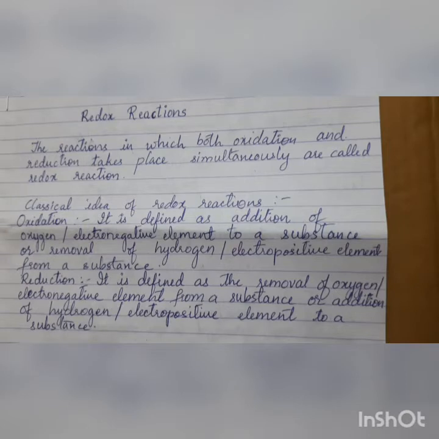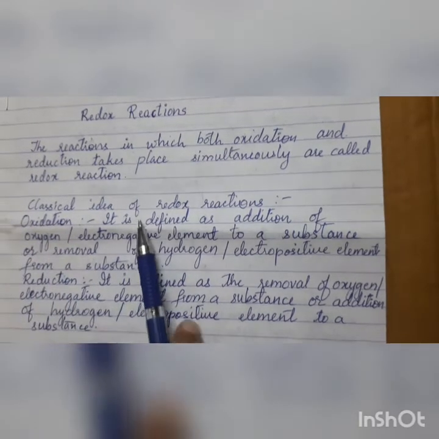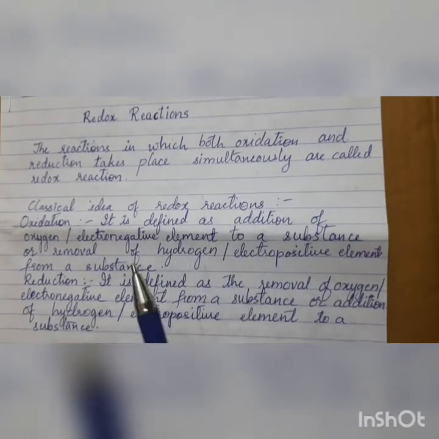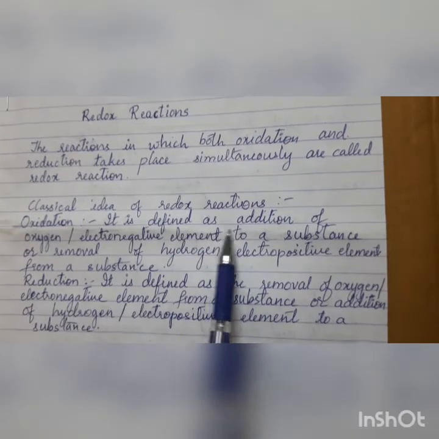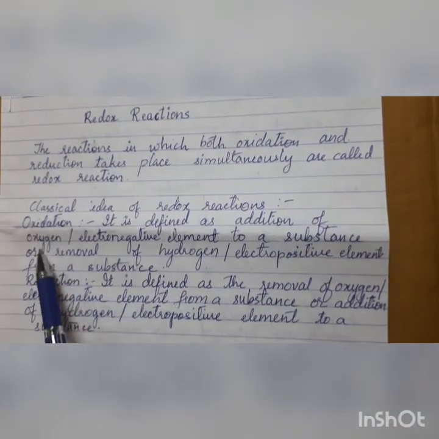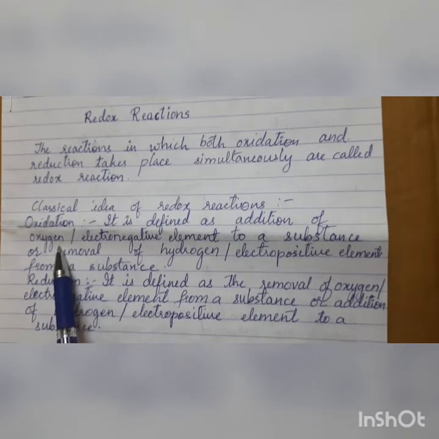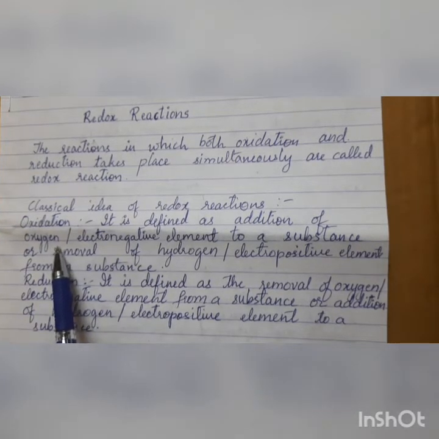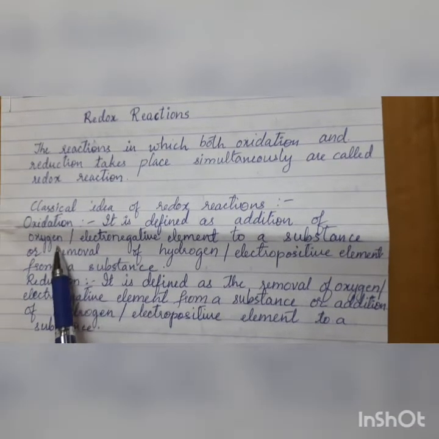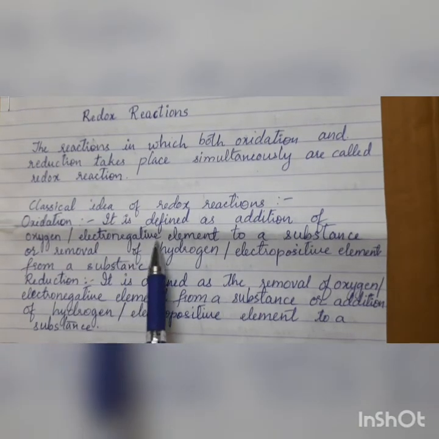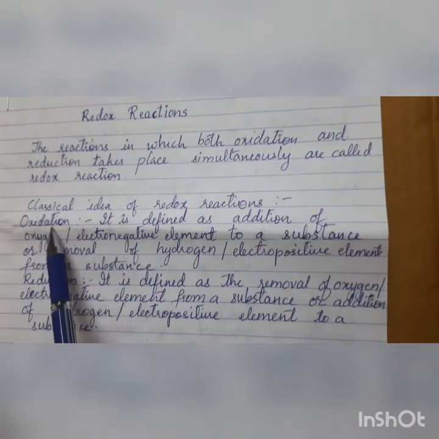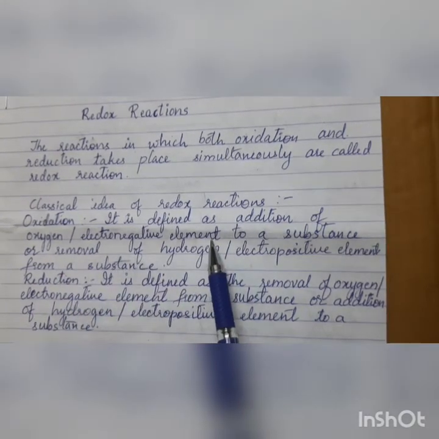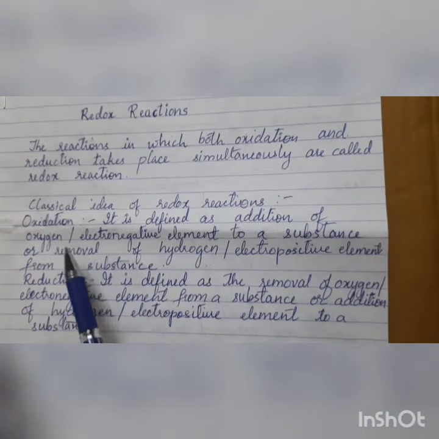Now, let us look at the various ways in which we can define oxidation and reduction. First, let us look at the classical idea of the redox reaction, starting with oxidation. Oxidation is defined as addition of oxygen. As you know, oxygen is an electronegative element, meaning it is present towards the right-hand side of the periodic table. Not just the addition of oxygen, even the addition of any electronegative element like Cl or Br is also considered oxidation.